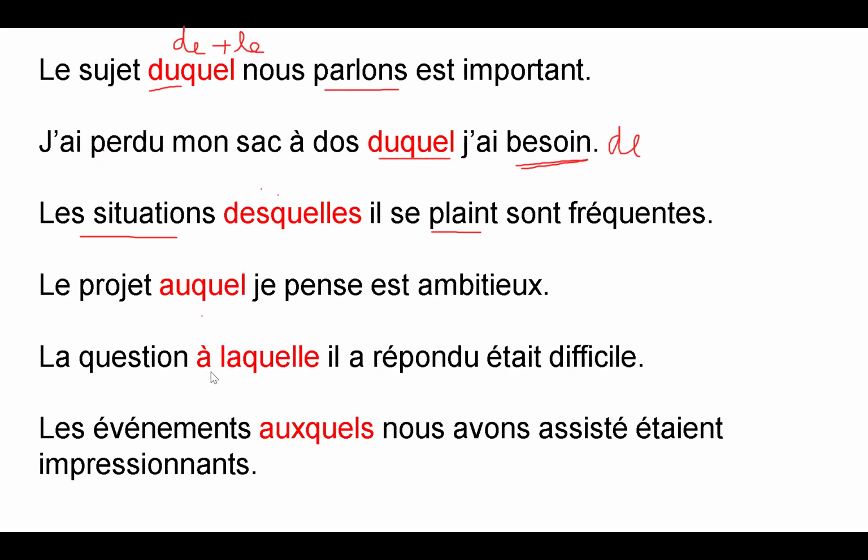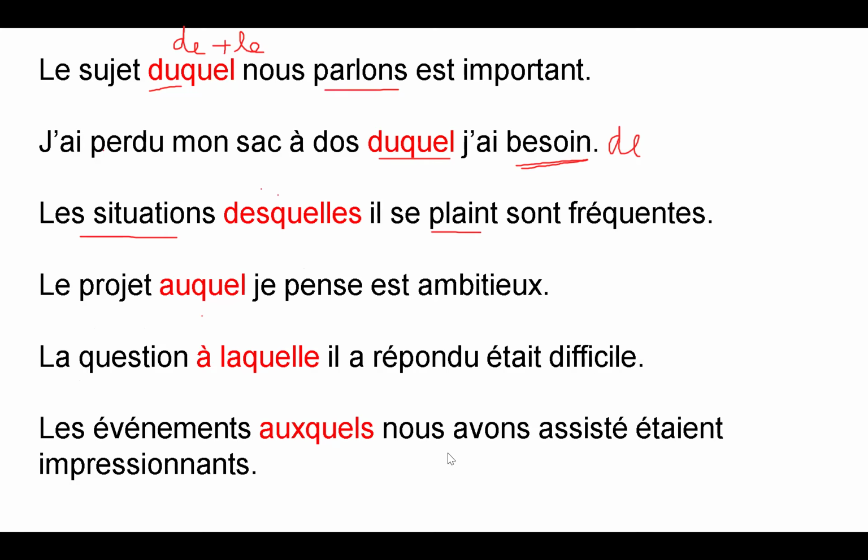Next one is, la question à laquelle il a répondu était difficile. Here, the verb répondre is always followed by à. So in that case, we use the preposition à, and laquelle, because la question is feminine. The question to which he answered was difficult.